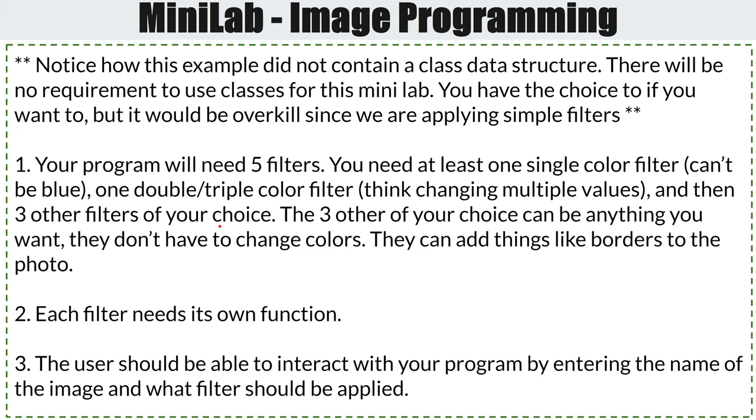Now, for those 3 other filters of your choice, you could do more colors. You could maybe do something with a grayscale. But you could get creative, because I showed you how to just put pixels in, right? So you could create a bigger image with a border, or you could just write over the current image with a border around the photo. You could put random stuff in, you could get crazy with it. It doesn't have to be perfect photography, right? I want you to choose your own 3 filters, okay?